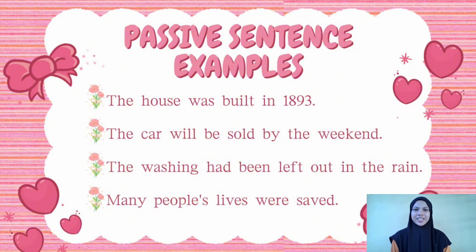Alright, now let's look at some passive sentence examples. The house was built in 1893. The car will be sold by the weekend. The washing had been left out in the rain. Many people's lives were saved. Can you see the passive form here? The be word is always there, but it tells us the tense. It helps to describe when something happened, and it also conjugates the subject. People's lives were saved. The house was built. The be verb is always followed by the past participle.